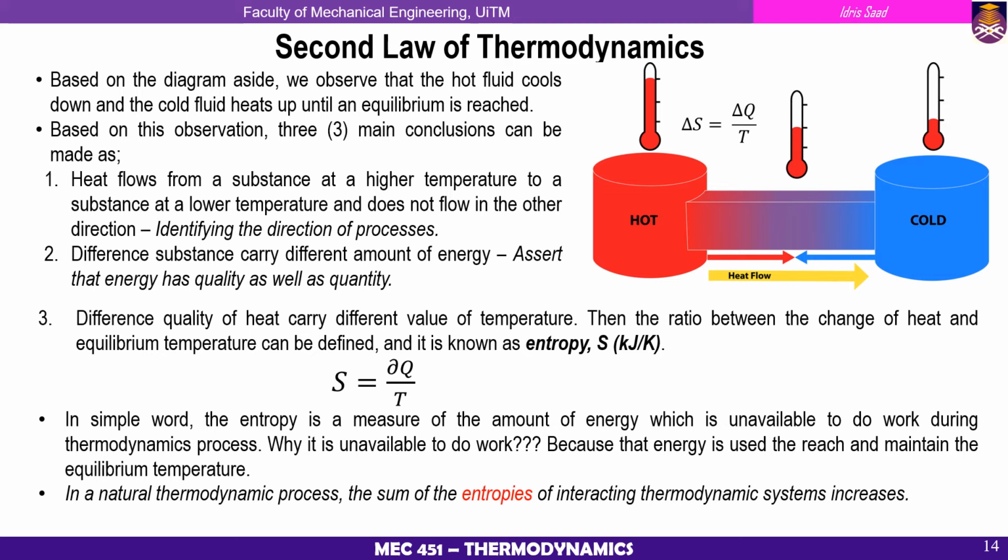Based on that, the conclusion we can make is that different substances will carry different amounts of energy. So it asserts that energy has its own quality as well as quantity in different substances. In simple words, a different substance can only have a certain magnitude of energy. For example, in 1 kilogram of petrol fuel, we can only have approximately 43 megajoules of energy, while in 1 kilogram of firewood, we will only have approximately 20 megajoules of energy. That is what is meant by saying that energy has its own quality as well as quantity in different substances. Okay, now we move on to the third phenomenon.